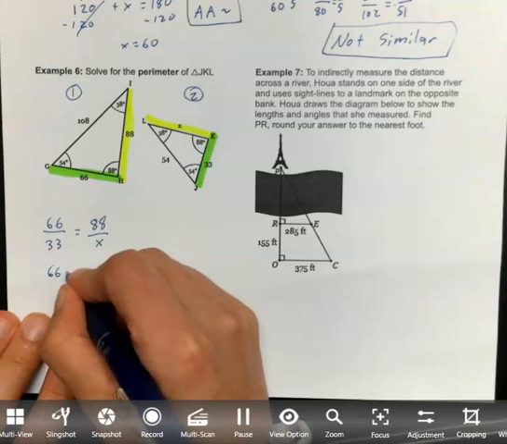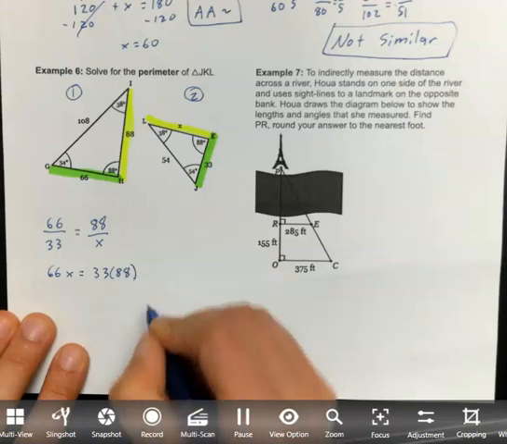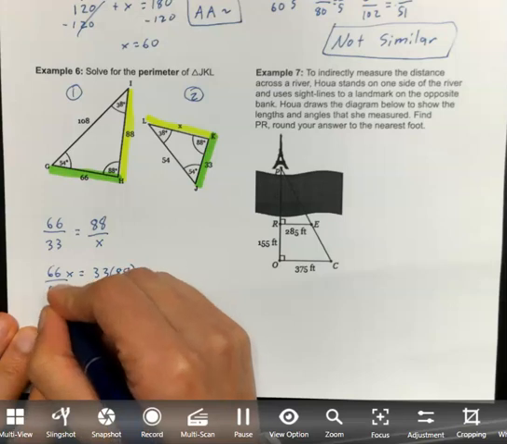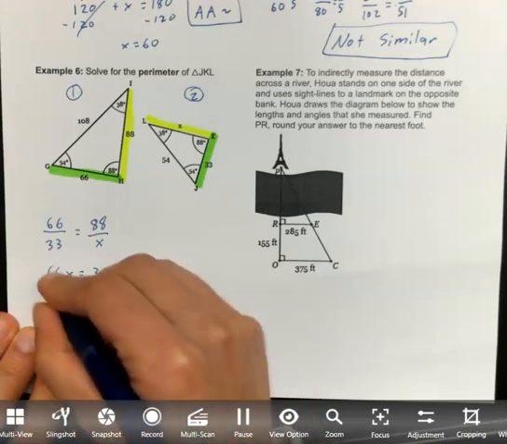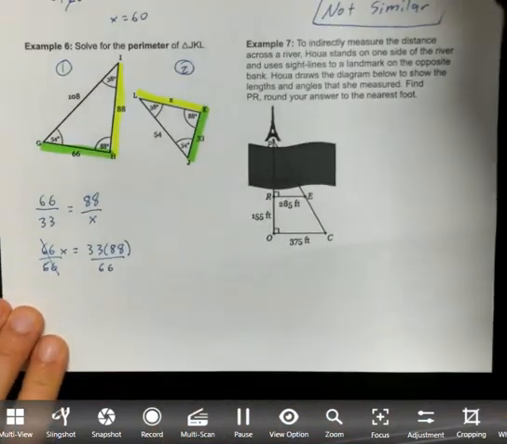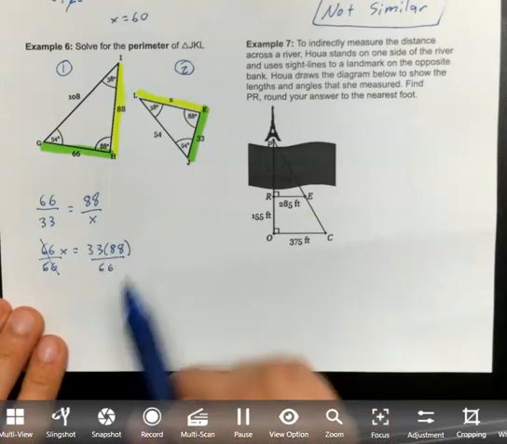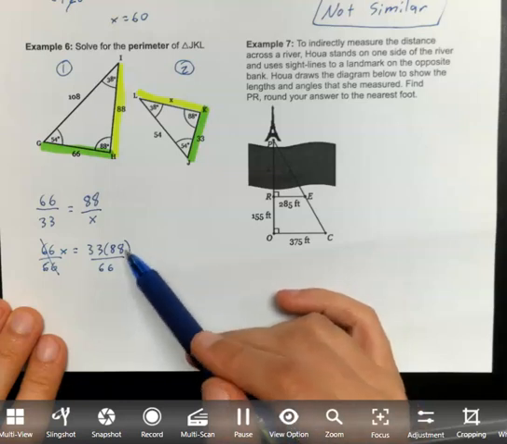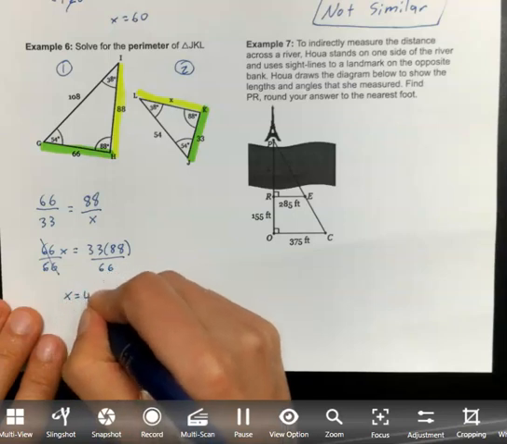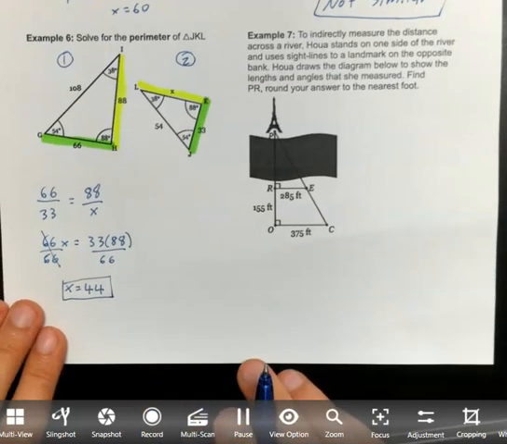So we have 66x equals 33 times 88. All right, now how do we get x by itself? Divide by 66 on both sides. All right, this is what goes into our calculator. Actually, this one I'm pretty confident on my mental math for, because 33 divided by 66 is 1/2. So we have 88 divided by 2, I get 44. So we get x equals 44. But if you're not confident on your mental math, then put this in the calculator, you'll get 44.